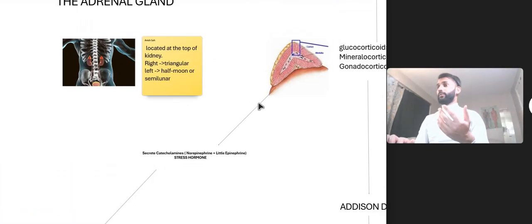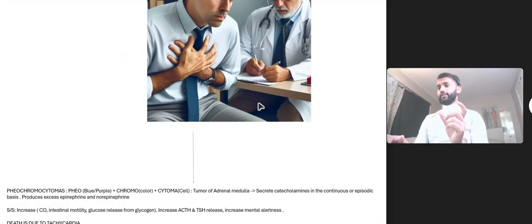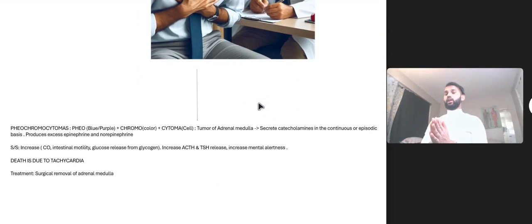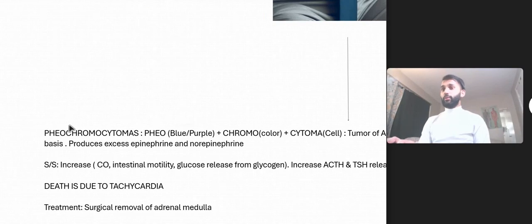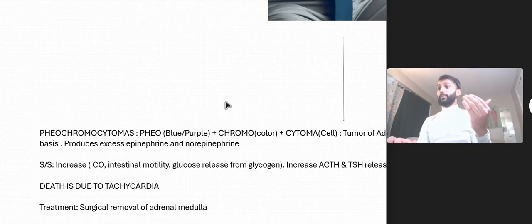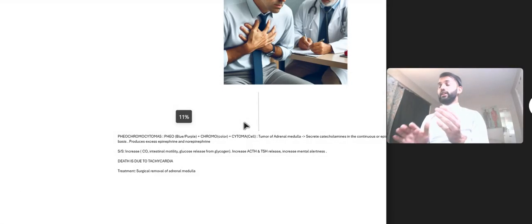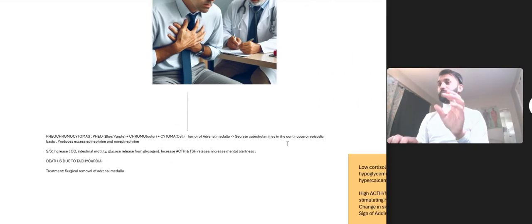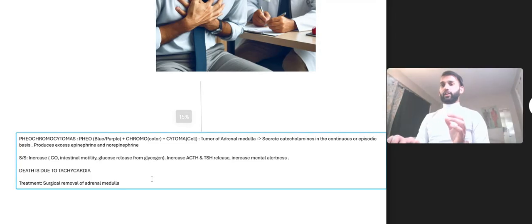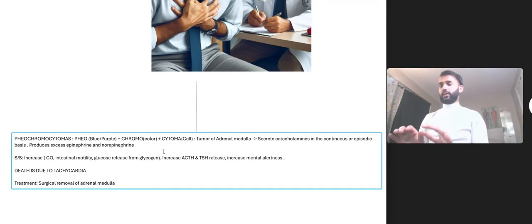So what's the cause of death in a patient with a high amount of catecholamine production? We have tachycardia, and we'll talk about one disease associated with that, called pheochromocytoma. It is derived from the words pheo, meaning blue or purple, chromo, meaning color, and cytoma, meaning cell, which just means a tumor of the adrenal medulla, which is the inside layer. It secretes the catecholamines in continuous episodes. Sorry about this, I'm just trying to adjust the screen to the point where we can all see it.